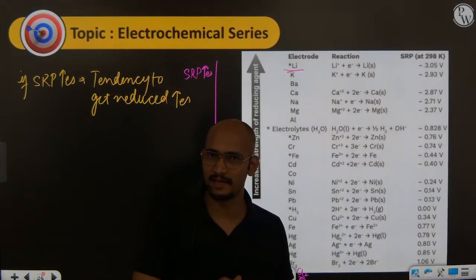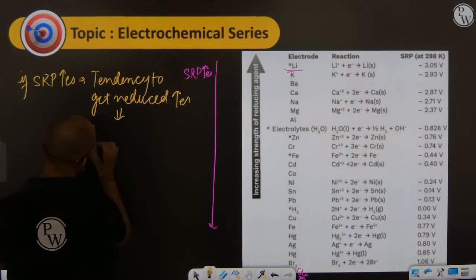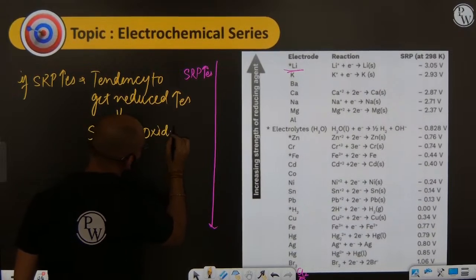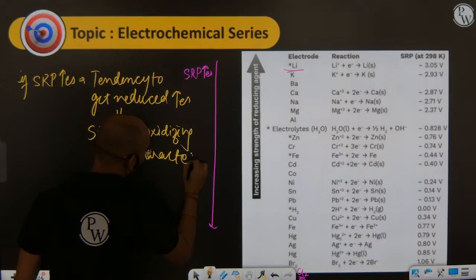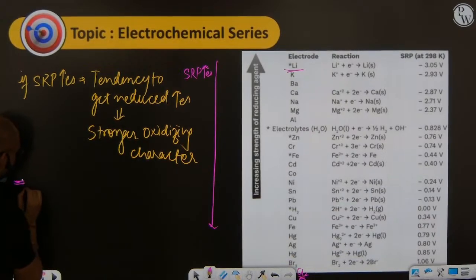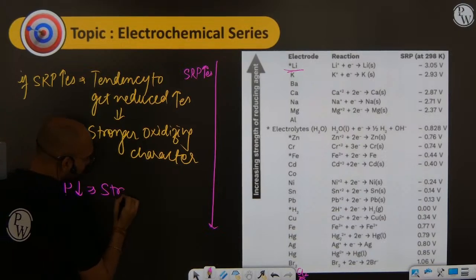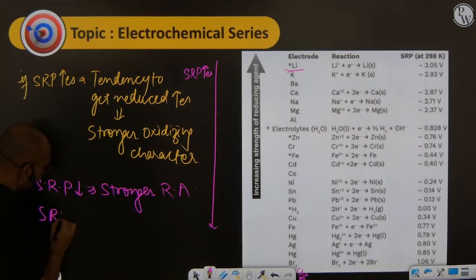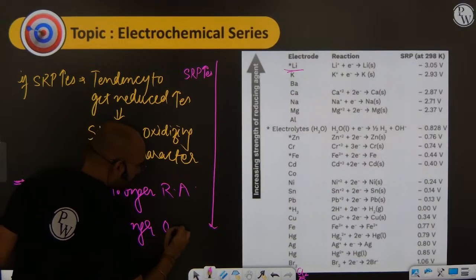If the tendency to get reduced increases, what we can say? What gets reduced? Oxidizing agent or reducing agent? I hope everyone knows that. The oxidizing agent. So therefore, stronger oxidizing character. So what we can say directly? If SRP is low, then stronger reducing agent. If SRP is high, then stronger oxidizing agent.